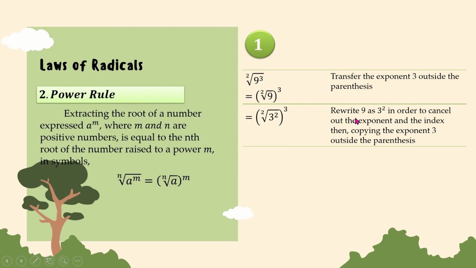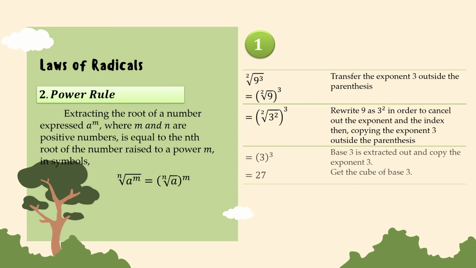Next is to rewrite 9 as 3 squared. The 9 is rewritten as 3 squared in order to cancel out the exponent and the index. Since the index and exponent are the same, which is 2, they cancel out and the 3 comes out. Then, copy the exponent 3 outside the parentheses.